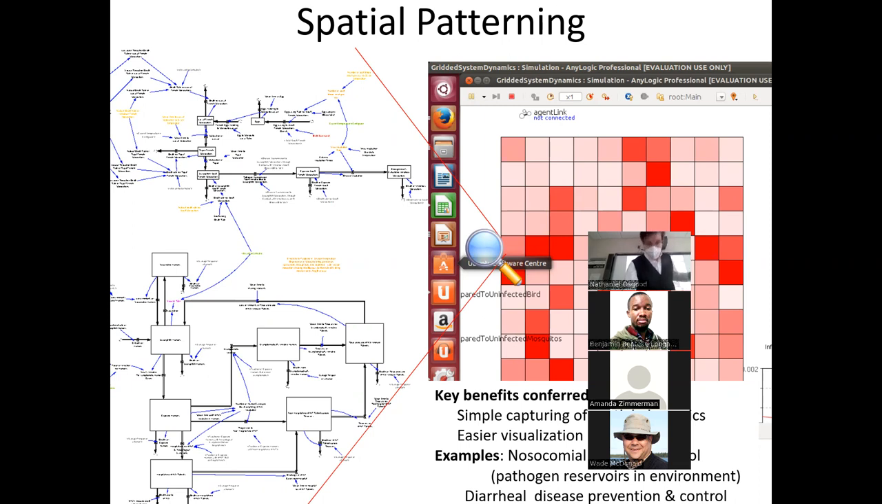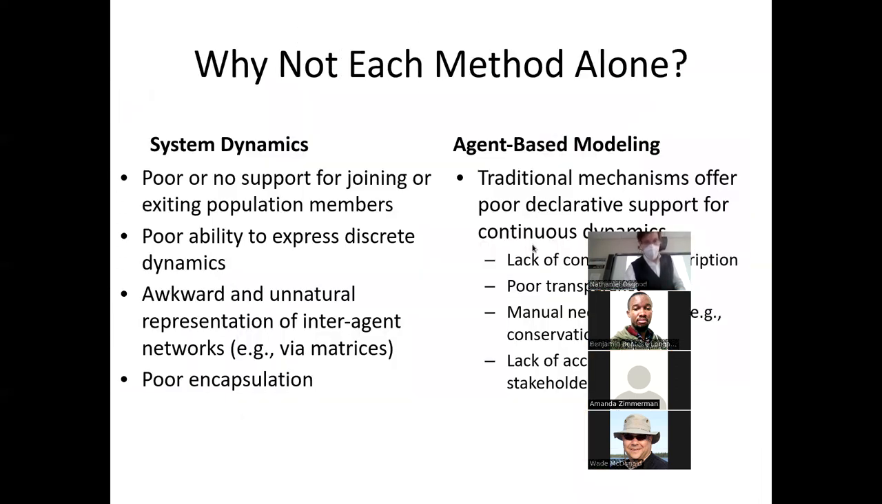zoonoses, things like West Nile virus, where you might have mosquitoes and birds and people within a given grid square, and then you have a buildup within the mosquito population and bird population of West Nile virus, and birds can go from one area to the other, as can mosquitoes, and can bring the virus and can spread in different areas as well.